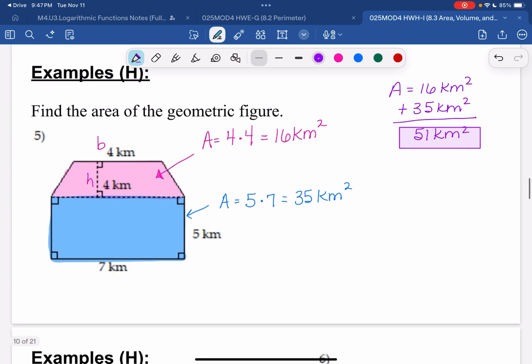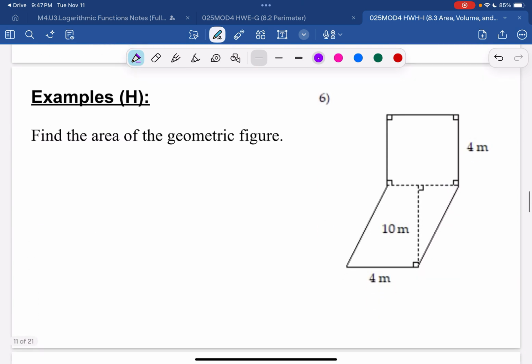Okay, let's get another one like that. So here, I like this figure better. It's a little easier to see. The other one was tricky. This one, I've got one shape here. Then I've got a second one down here.